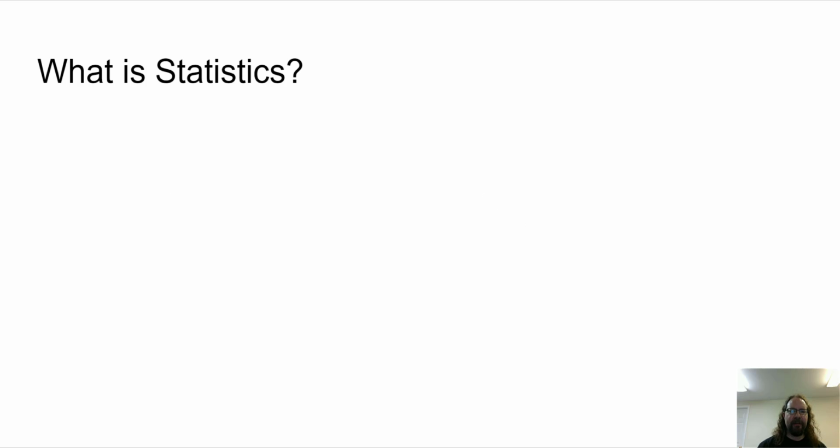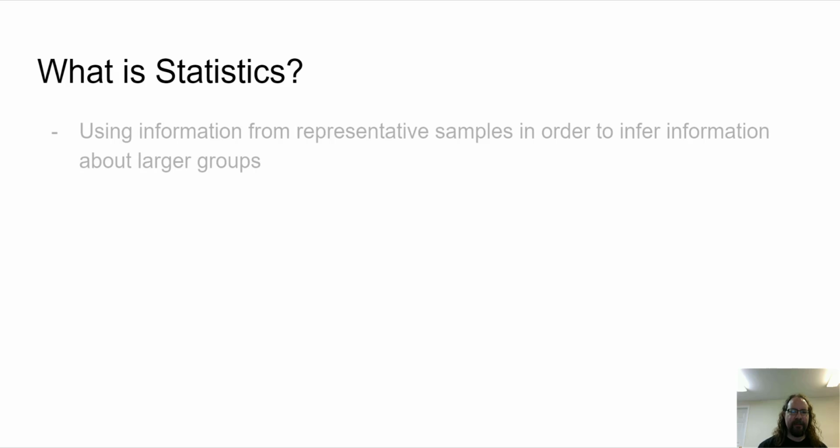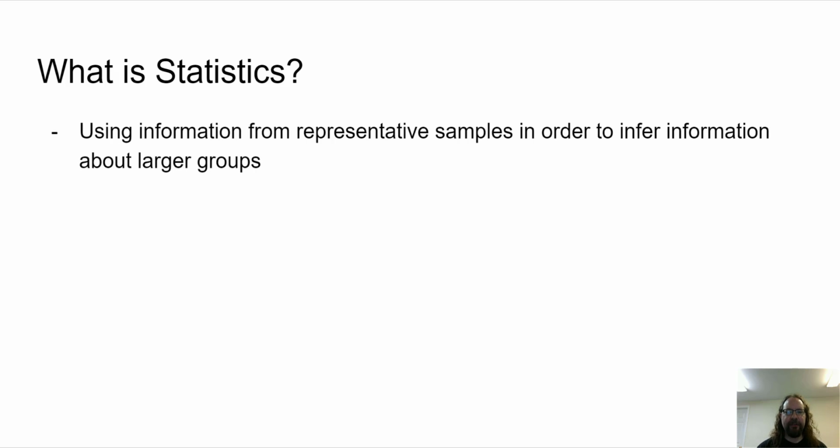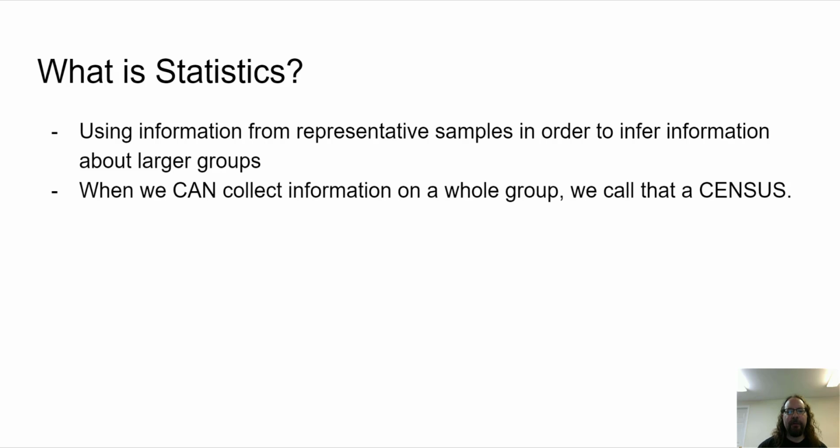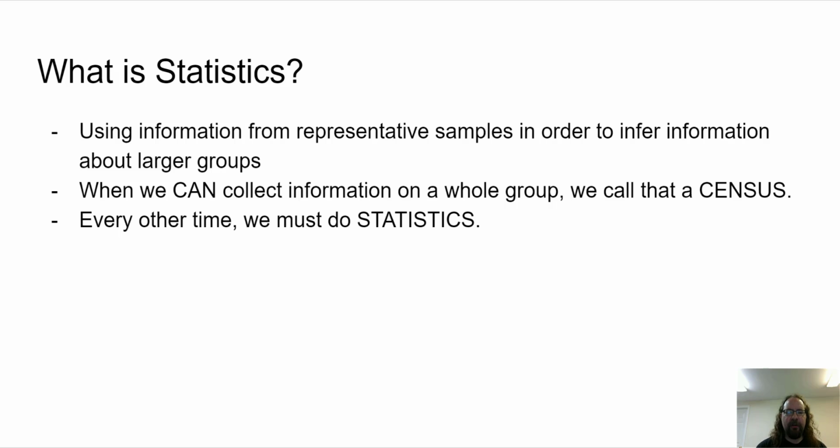So let's remind ourselves what statistics is as a practice. At its very core, statistics is using information from representative samples in order to infer information about larger groups. As a reminder, when we can collect information on a whole group, we call that a census. For example, the United States government has a Census Bureau, whose job is to try to collect information on literally everybody in the country.